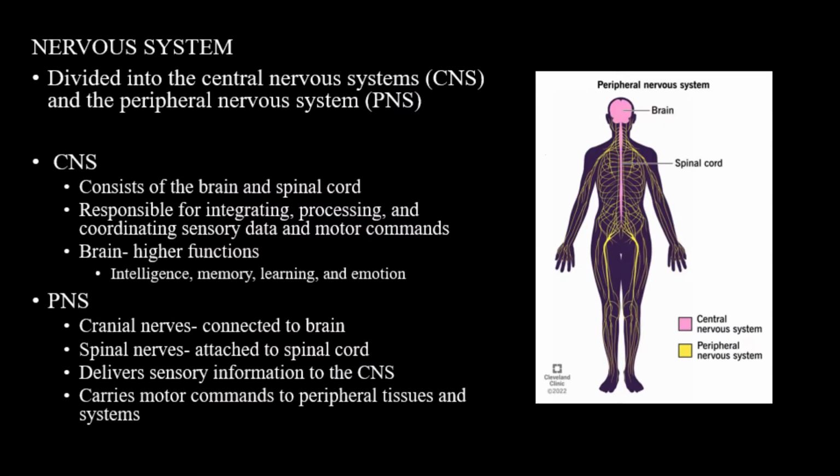The peripheral nervous system is made up of cranial nerves, which are connected to the brain, and spinal nerves, which are attached to the spinal cord. It delivers sensory information to the central nervous system. It carries out motor commands to peripheral tissues and systems. Therefore, to identify potential underlying pathology, we will need to assess these systems.